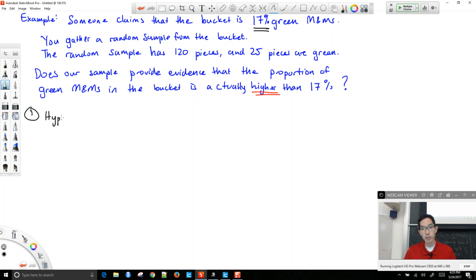What we're going to do is work through the 4 steps of hypothesis testing. Part 1 is make our hypotheses. We did this earlier, and we said the null hypothesis is that p is equal to 17%. Meanwhile, the alternative hypothesis is that p is greater than 17%.